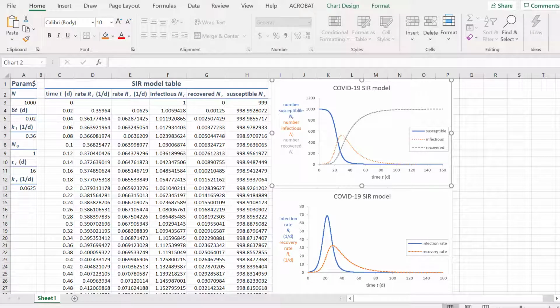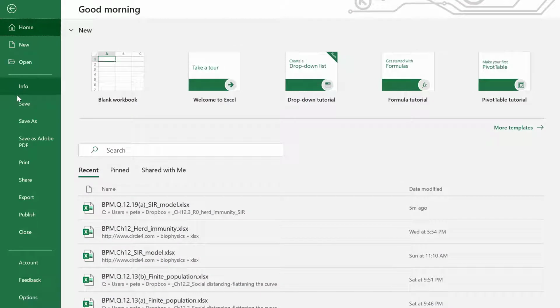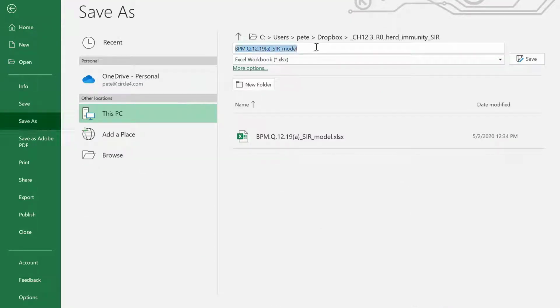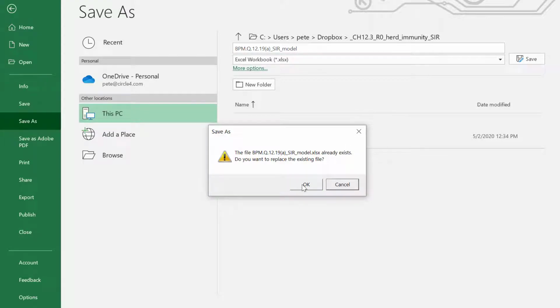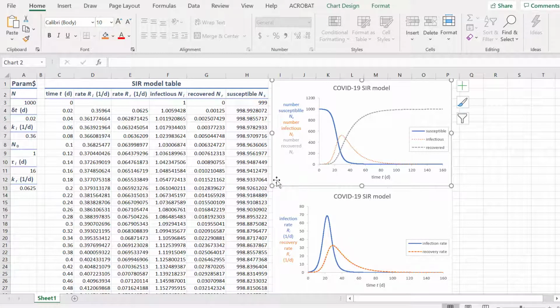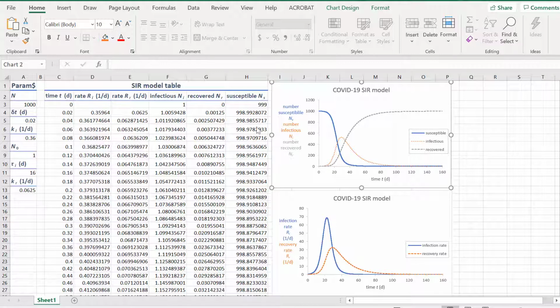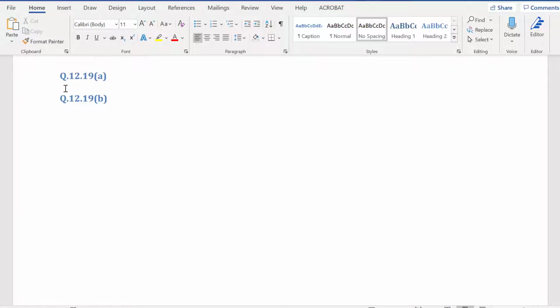So let's save our spreadsheet. If I click on File, Save As, and I've already got a good name, so I'll save that and replace the one I already have. Now what we want to do is copy the graph into Word, and the easiest way to do that is to hit Control C, or Command C on a Mac, and then we can go to Word, and here's where I want to put it for question 19a.